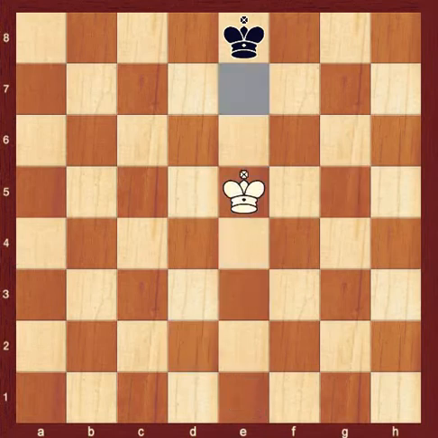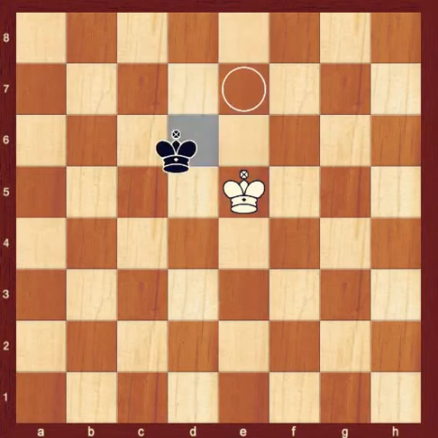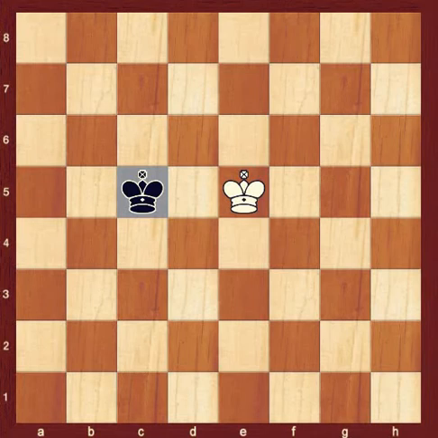This is both kings on this board. Now there is only one step distance between both kings. So this is called opposition. This type of opposition is vertical opposition and this is the horizontal opposition. How does it work? Let's see.